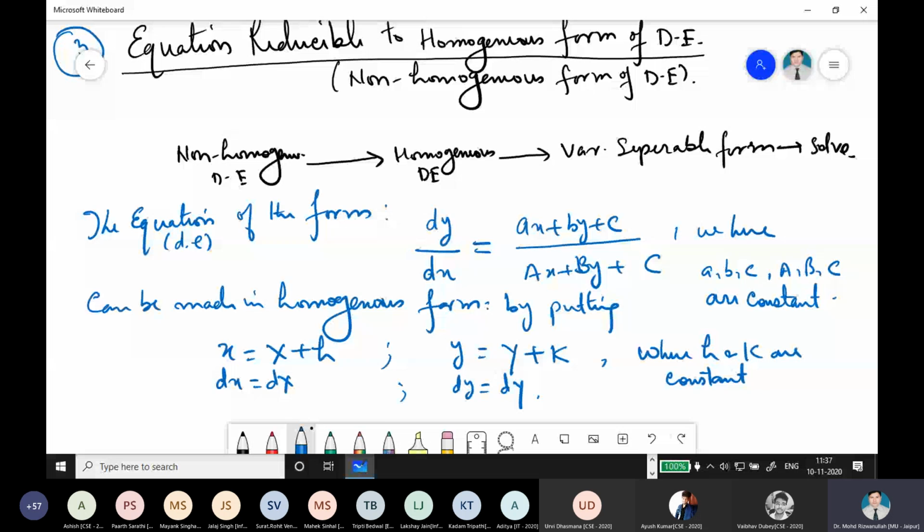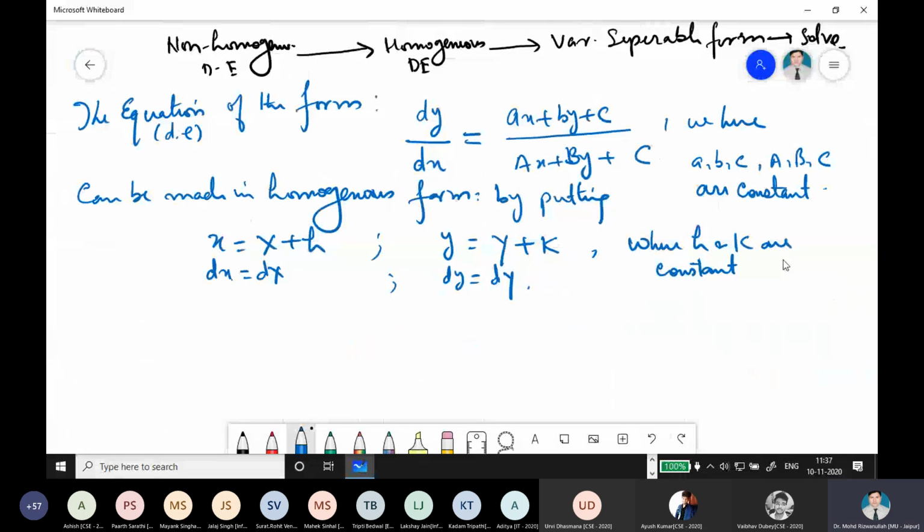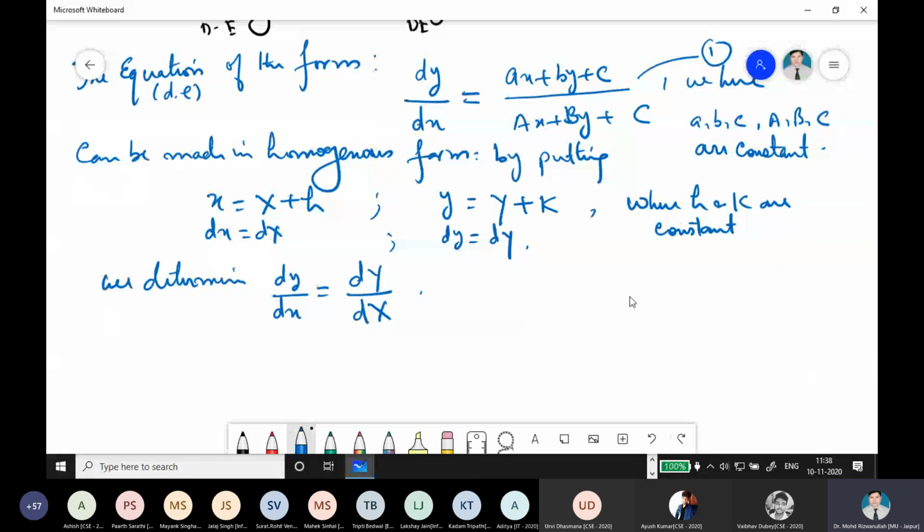So we have to determine the constants. We determine dy by dx, and this will be nothing but dY upon dX. We have to find it, right? So from equation 1, I'm using this equation 1. I will explain again, don't worry. Unless the methods and concepts are clear, I will not move on.